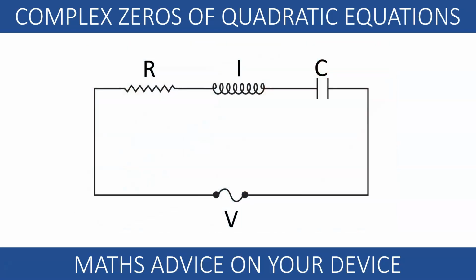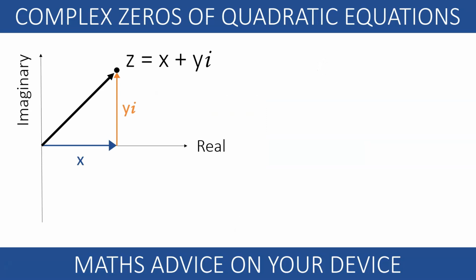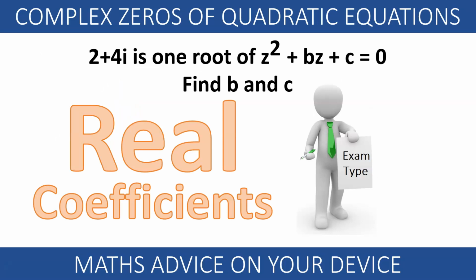Complex numbers are used in electronics to analyze alternating signals. We already explained this in our previous video. In this video, we are going to learn how to find the complex zeros of a quadratic equation, starting with quadratics with only real coefficients, followed by one with complex coefficients. We'll see how the roots of a quadratic link to the equation, and we'll master an exam type question.